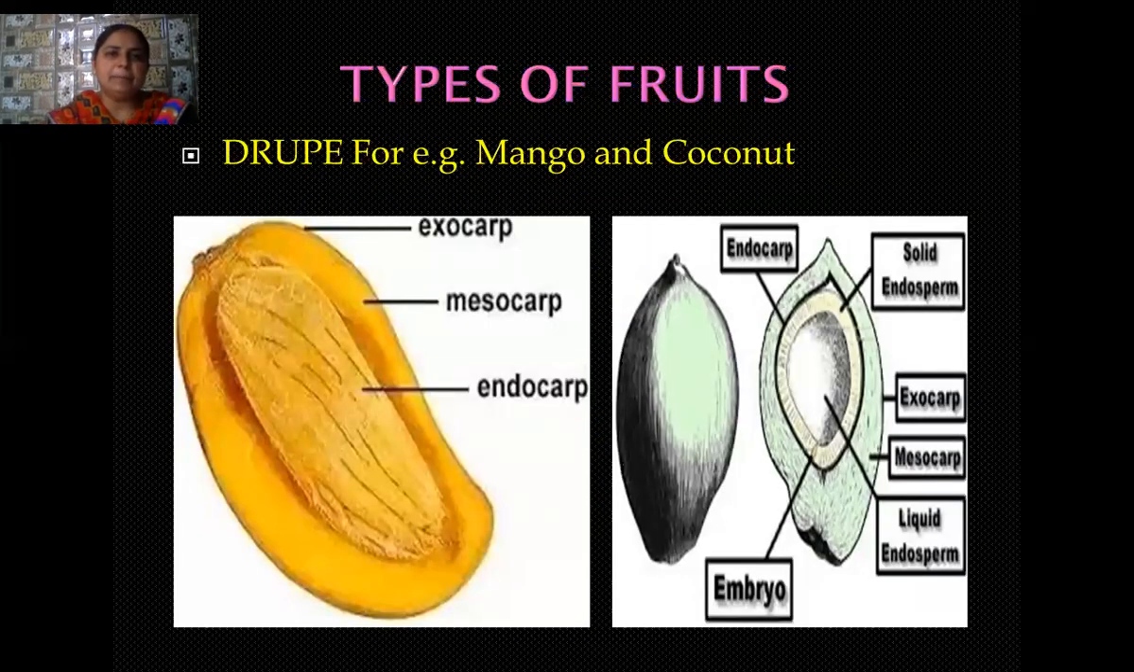So here you can see the picture of the drupe kind of fruits. So the examples are mango and coconut. All the 3 wall layers are visible to you. Outer exocarp, then middle mesocarp, and the innermost is known as the endocarp.